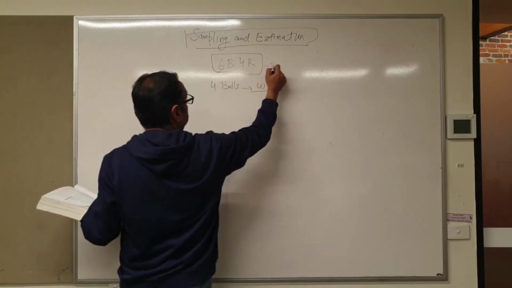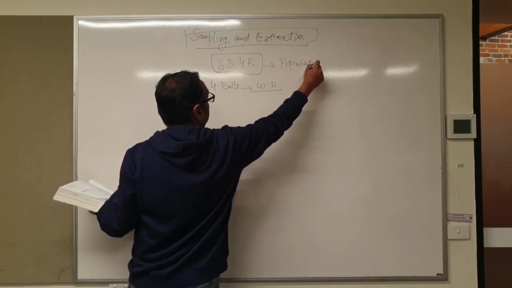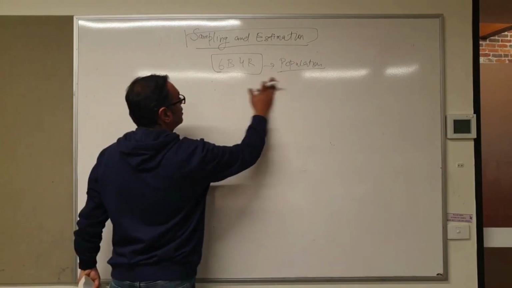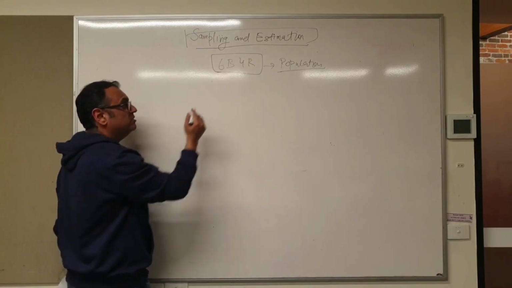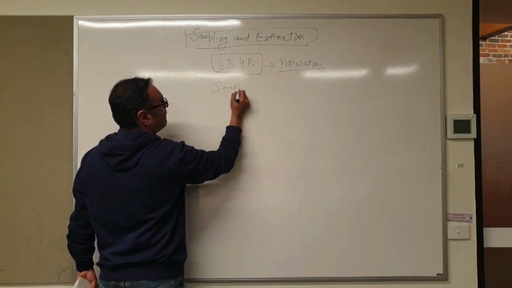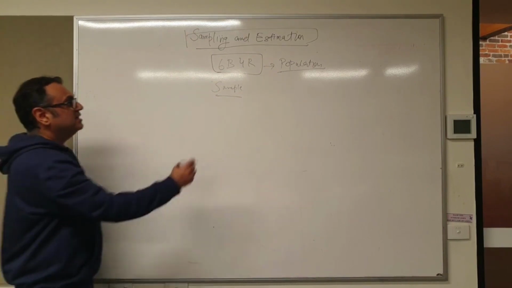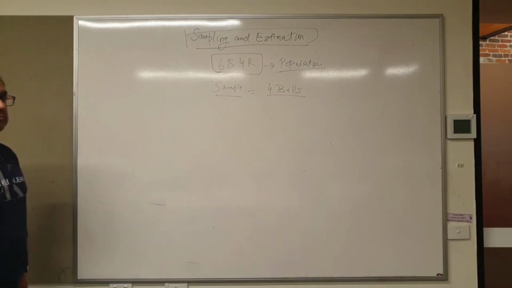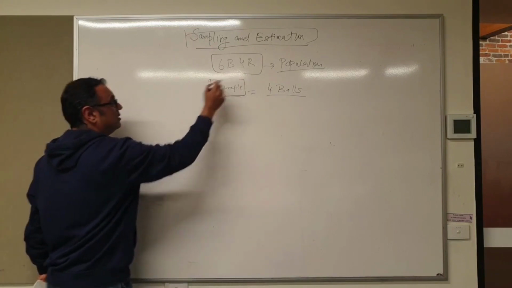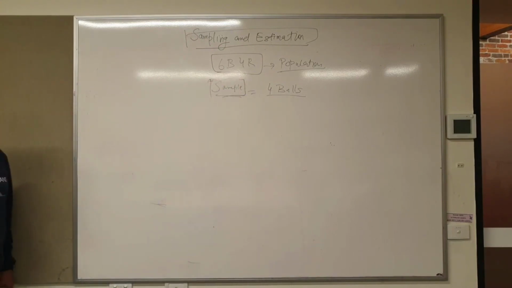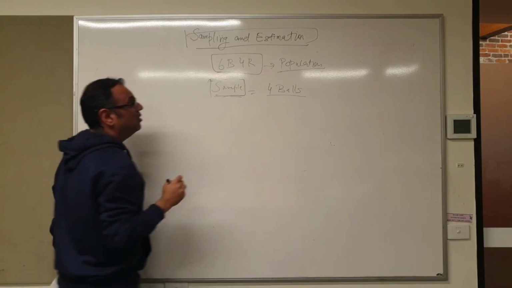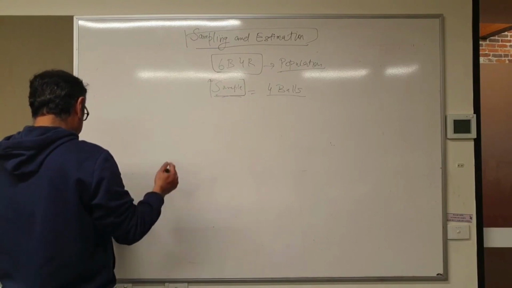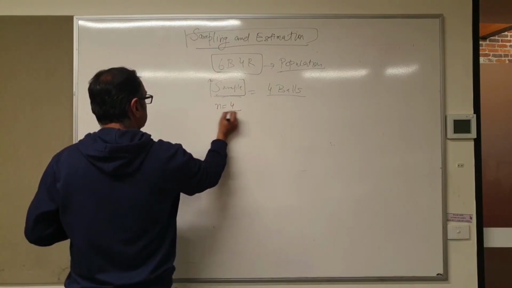Now this is my population. Now I draw a sample out of this population, and let's say the sample is of 4 balls. I'm using the word sample intentionally, right? I have taken the sample of 4 balls. Now that means my sample size is 4.